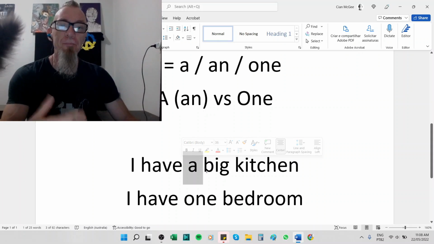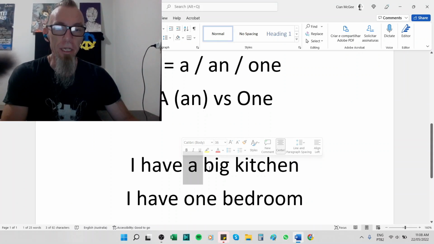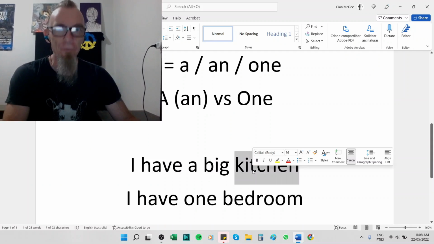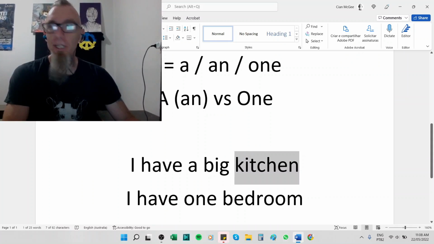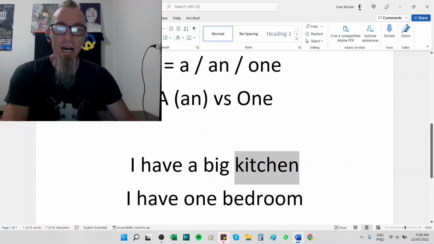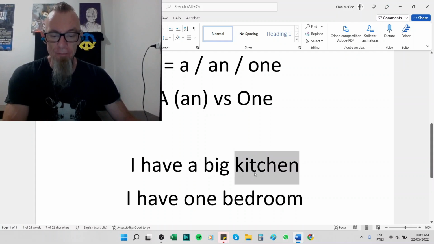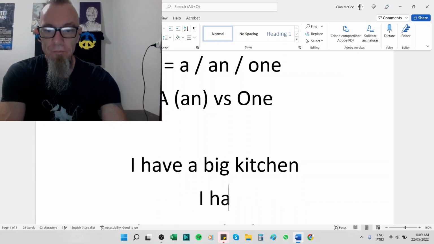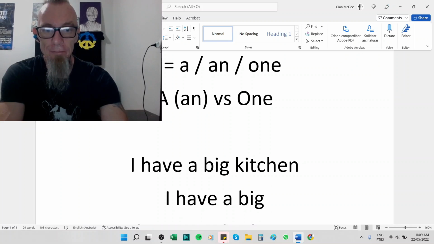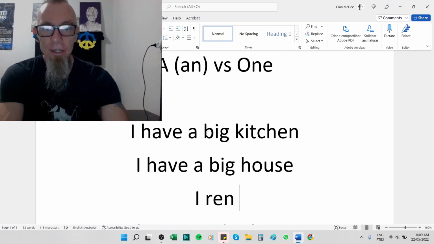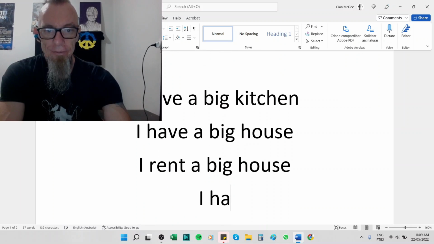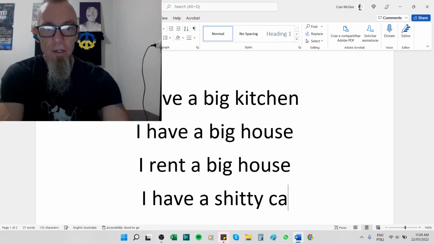All right, so when we use a, we're just referring to that object itself. But we know that in most houses, you only have 1 kitchen. So in this case, we'll just say, for example, I have a big kitchen. I have a big house, or I rent a big house. And as well, like I have a shitty car.